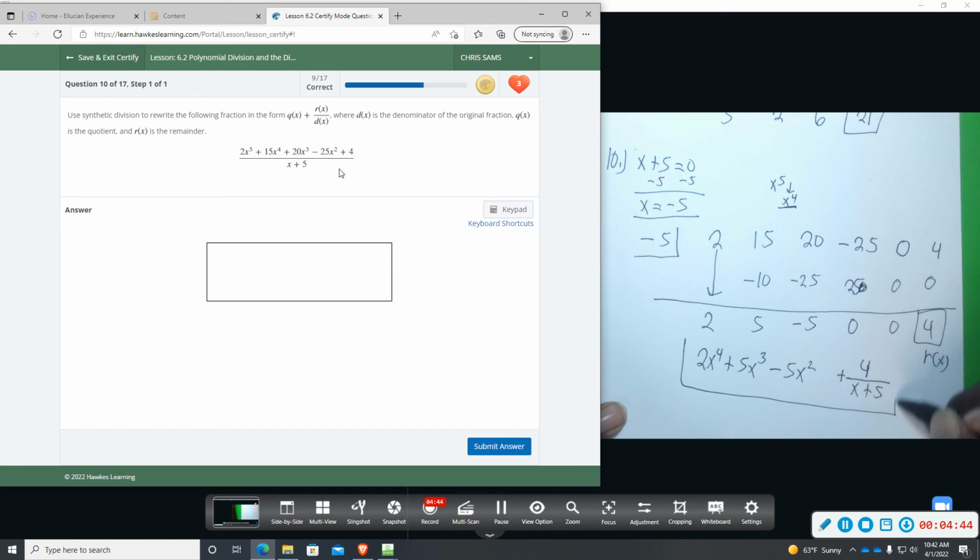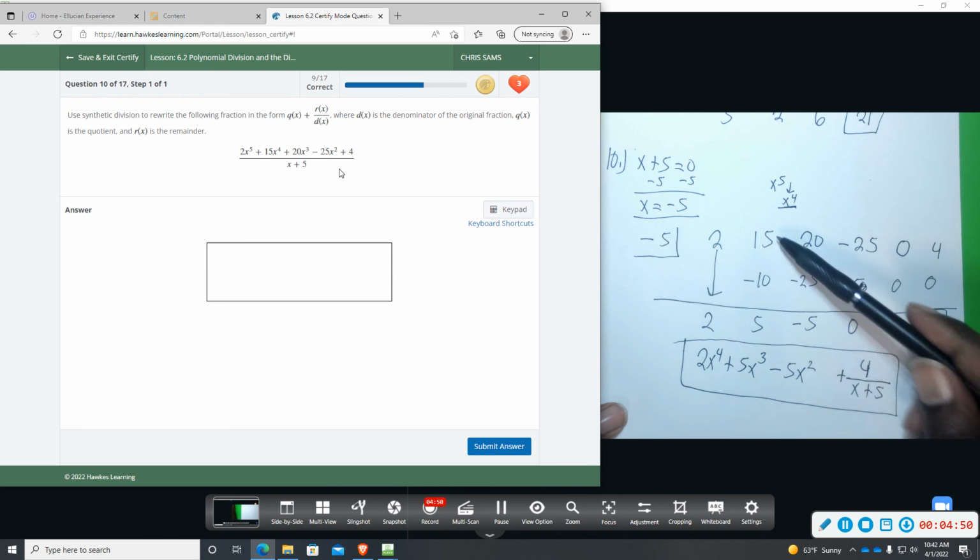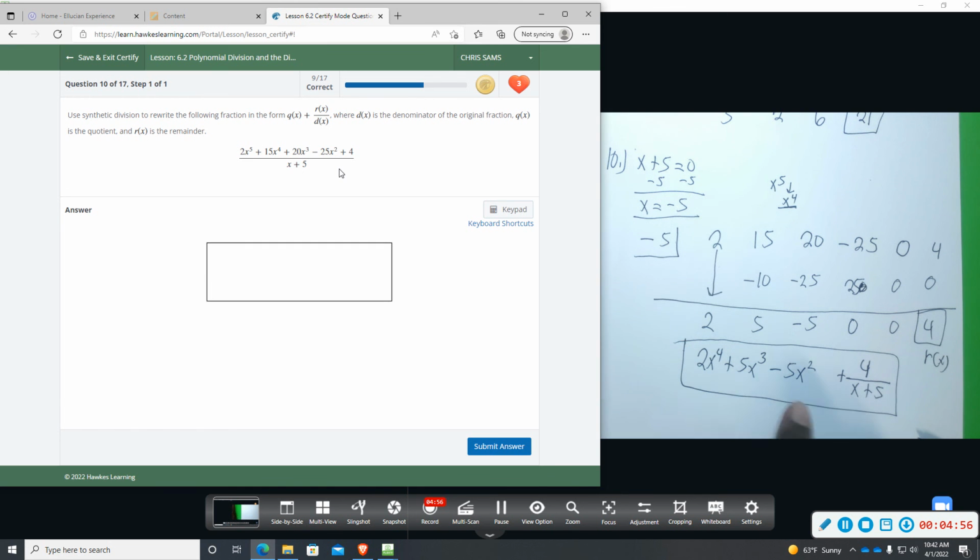So this is our solution. It takes less paper space, and you also get there a little bit faster once you get that process down, as opposed to long division. Long division is longer, takes a little bit more time, but you don't have to go back and add those variables in, because they're with you the entire time.